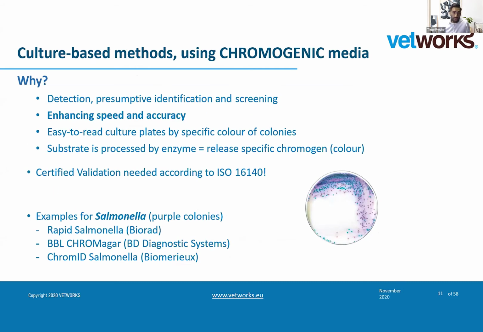We have also other ways to see if we have Salmonella present or not. An example is this chromogenic media. It enhances the speed and accuracy of the results. It's easy to read. Basically, it has a specific color for Salmonella cultures. In this case here that we can see, this is just an example. We have several ones, but in this one, Salmonella is the purple colonies.